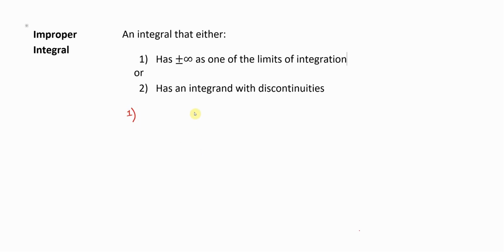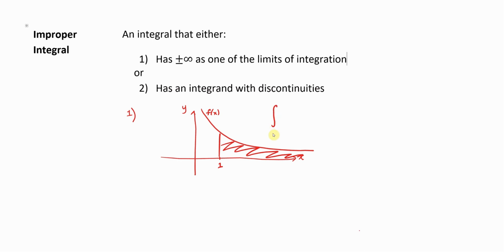So if you have a function whose graph looks something like this, and it has a horizontal asymptote, and say we want to know the area of this function from 1 all the way to infinity. So let's call this function f of x, and we want to know the area of that, the integral from 1 to positive infinity of f of x dx. So that is one possibility.